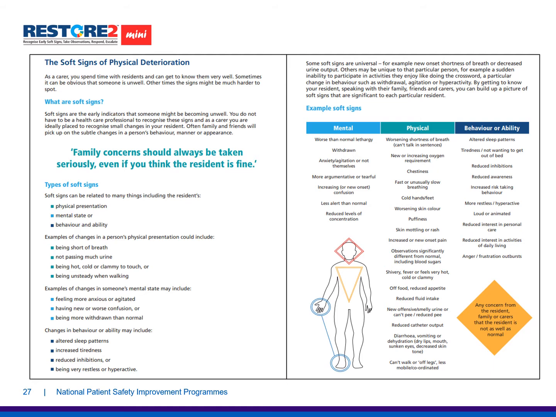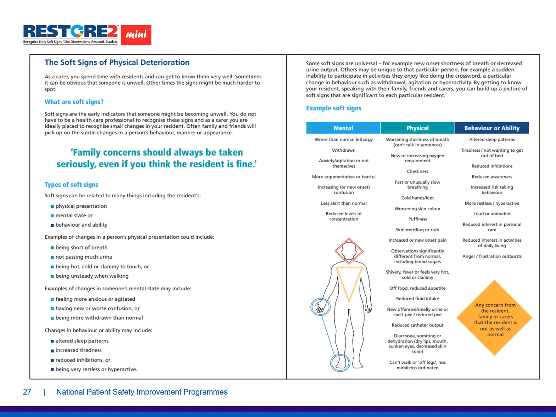So examples of changes in a person's physical presentation could include being short of breath, not passing much urine, being hot, cold or clammy to touch, or being unsteady when walking. Examples of changes in someone's mental state may include feeling more anxious or agitated, having new or worse confusion, or being more withdrawn than normal. Changes in behaviour may include altered sleep patterns, increased tiredness, reduced inhibitions, or being very restless or hyperactive.